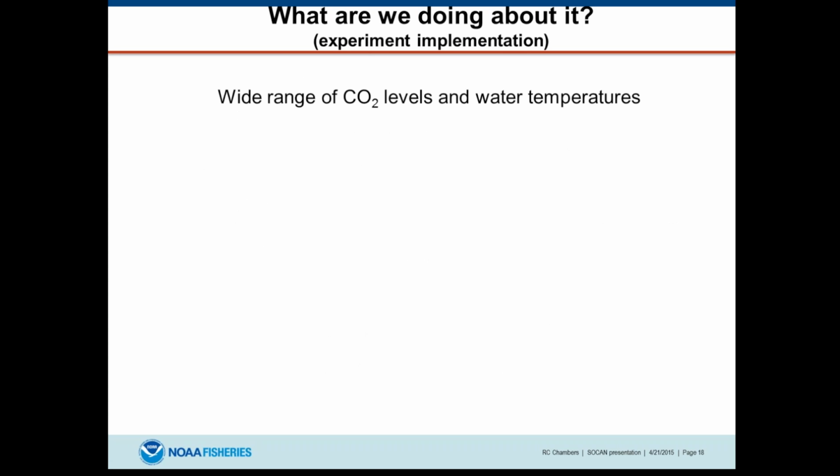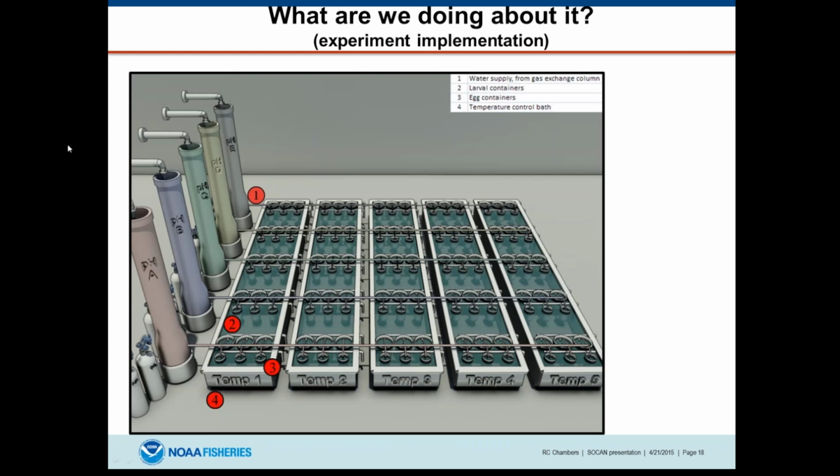The way we've been approaching this is through a laboratory-based experimental system put together primarily by our chemist, Dan Mazurik, with help from other folks for sure, but he's been largely the one responsible for this, and would be glad to answer questions about the specifics of it. Here's a schematic of it. We have five temperature troughs, five columns in which CO2 is bubbled at different concentrations through this water, and this water at different CO2 levels supplies the egg or larval containers in these five different temperatures.